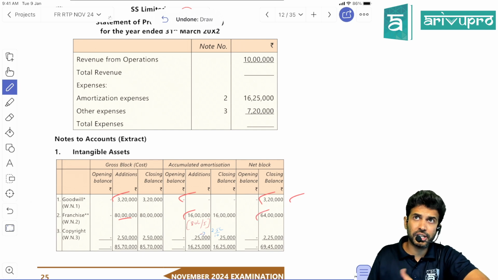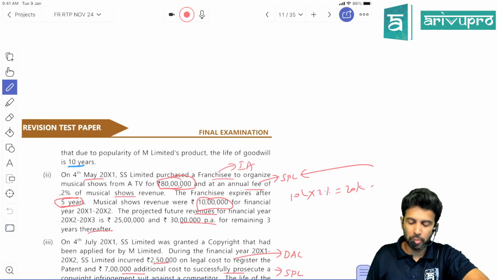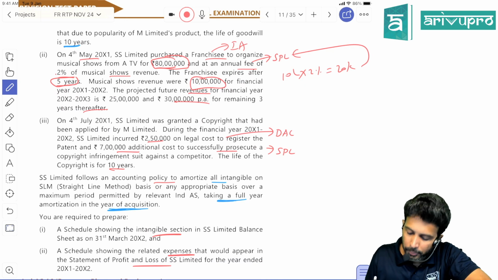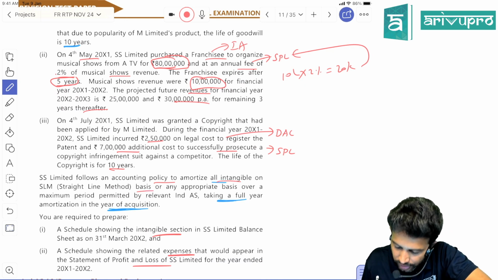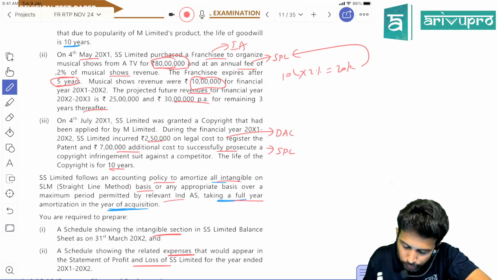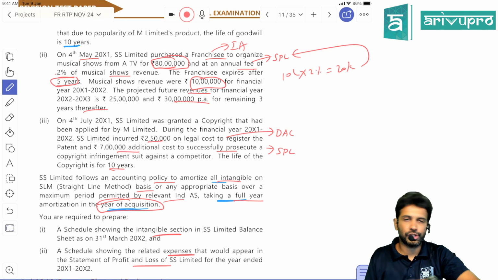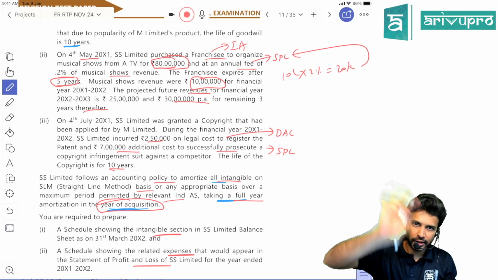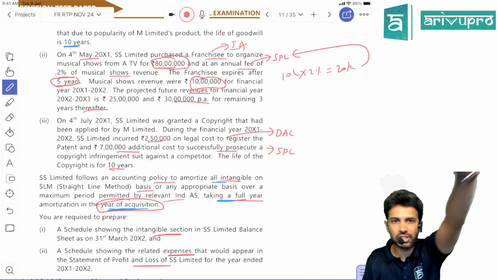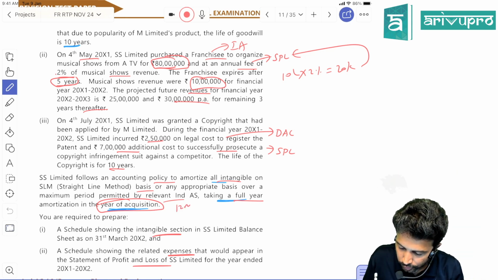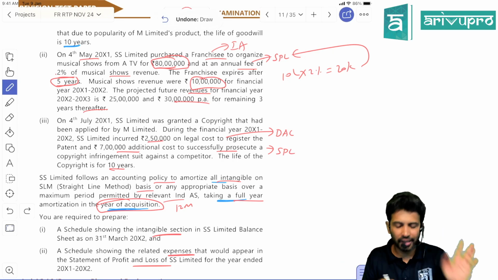You purchased in May, so should we not calculate full year amortization? Yes, they have given in the data that the company has made an accounting policy to amortize all intangible assets on SLM basis, as permitted by Ind AS, taking full year amortization in the year of acquisition. Whether it is acquired for 8 months, 9 months, 6 months, 3 months, it doesn't matter. First year amortization will always be calculated for the full 12 months. It is a specific requirement in the question.